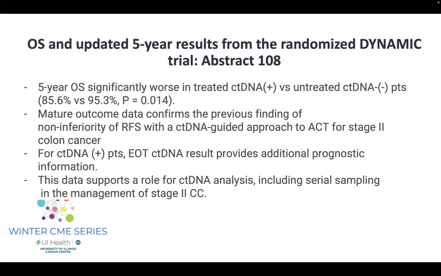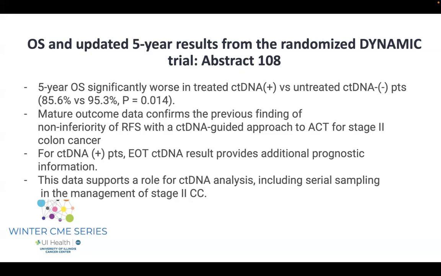5-year overall survival was also significantly worse in those who were ctDNA positive and were treated versus those who were ctDNA negative and untreated. So the overall survival was 85.6% for the ctDNA positive patients, and 95.3% for ctDNA negative patients. So the interpretation of that is if a patient is ctDNA negative, they could have an even better overall survival with active surveillance, as compared to somebody who was ctDNA positive.